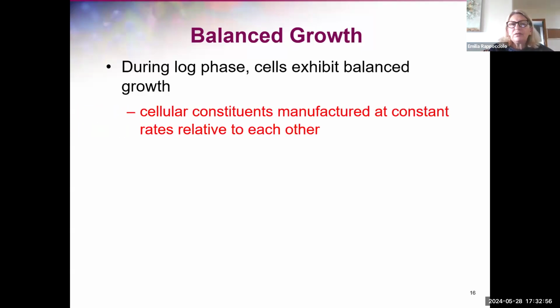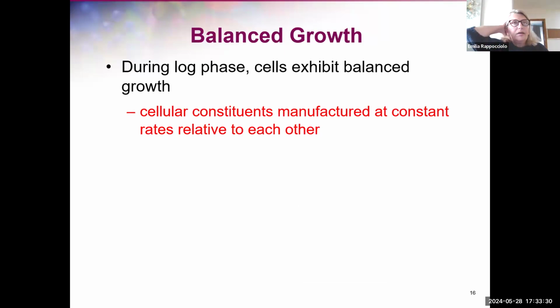So the cellular constituents are manufactured at constant rate relative to each other. The parts of the cell that are needed for growth, new DNA, new ribosomes, new cell wall, all these things are made at constant speed. The cell keeps on doing it without going neither slower nor faster. And this is the logarithmic phase.